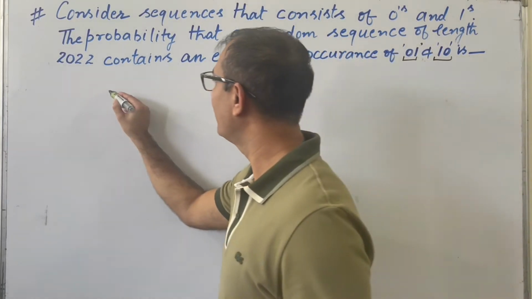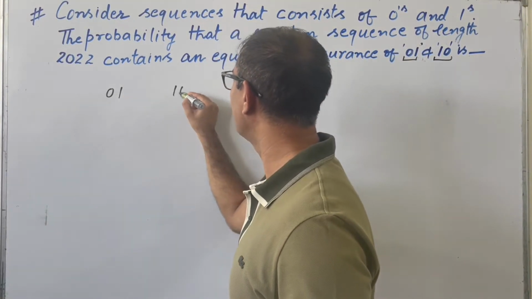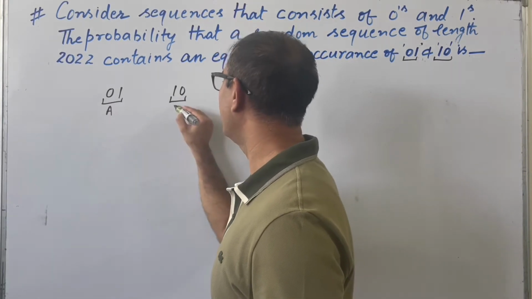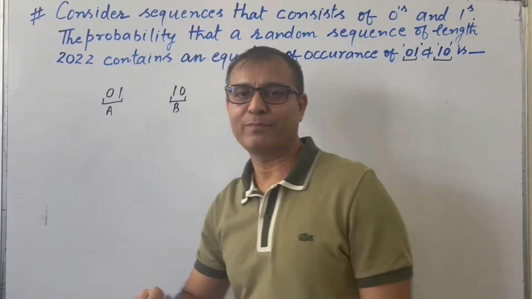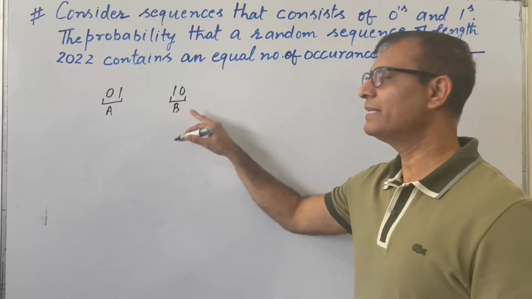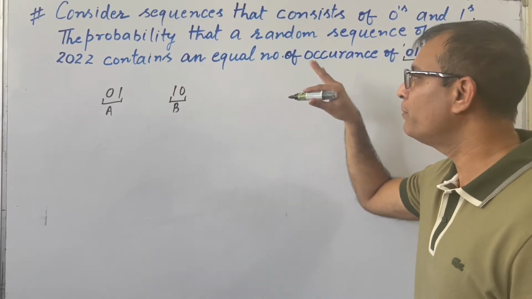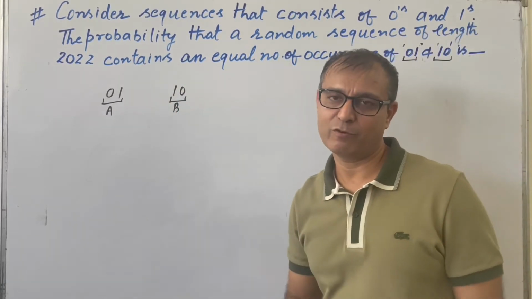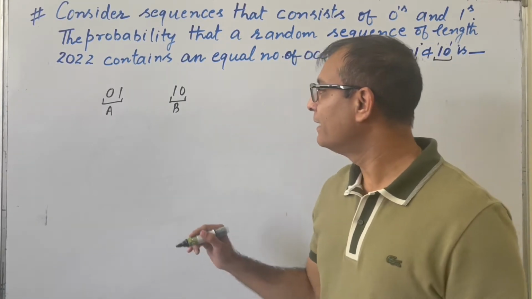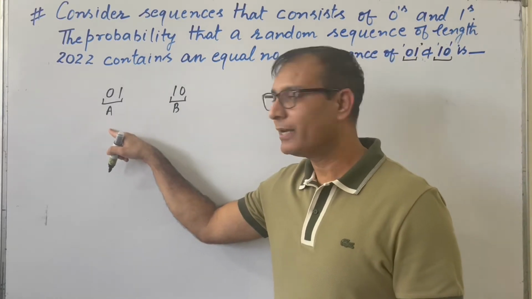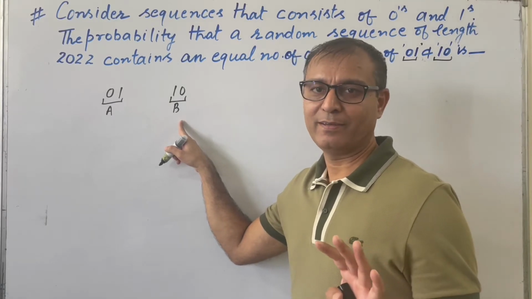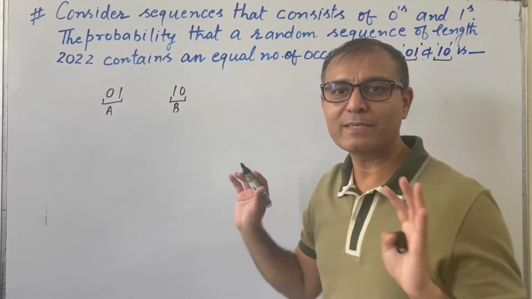One is 01, the other is 10. Both are representing changes. One is from 0 to 1, the other is from 1 to 0. If we want an equal number of A and an equal number of B, this implies the number of changes should be even in number. This is the first thing we have to observe. Second thing, which is most important in this question, is that the difference between the number of A and the number of B cannot exceed 1.